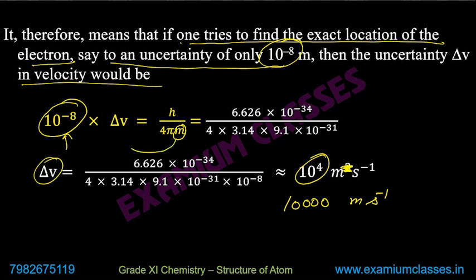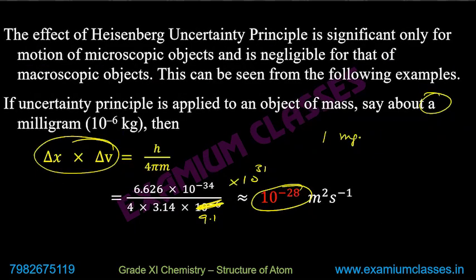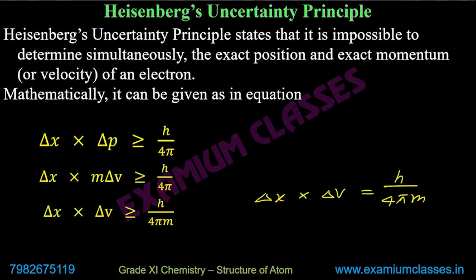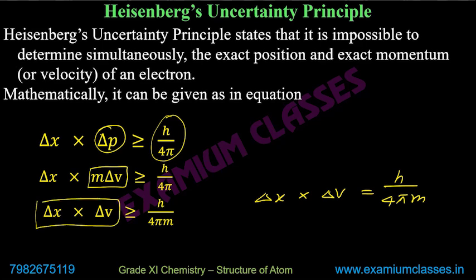This m is from here. So that's what I said. If you see the formulas, if you are using delta p, then it is h by 4 pi. Delta p can be written as m delta v. Then if you are using delta v, then m will be here.